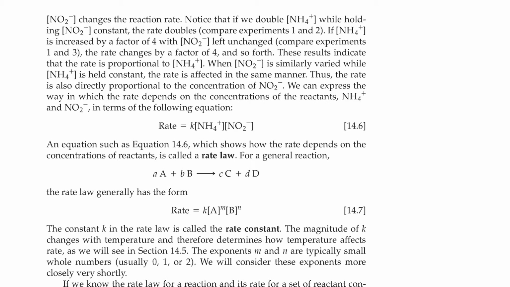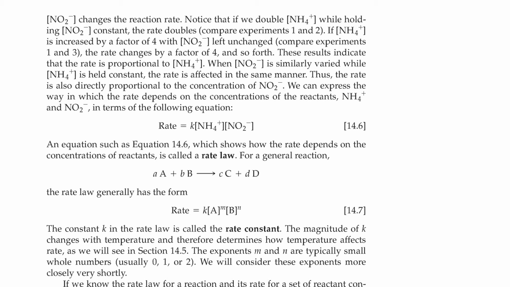Notice that if we double the ammonium while holding the nitrite constant, the rate doubles. Compare experiments 1 and 2. If ammonium is increased by a factor of 4 with the nitrite left unchanged, compare experiments 1 and 3, the rate changes by a factor of 4, and so forth. These results indicate that the rate is proportional to ammonium. When nitrite is similarly varied while ammonium is held constant, the rate is affected in the same manner. Thus, the rate is also directly proportional to the concentration of nitrite.